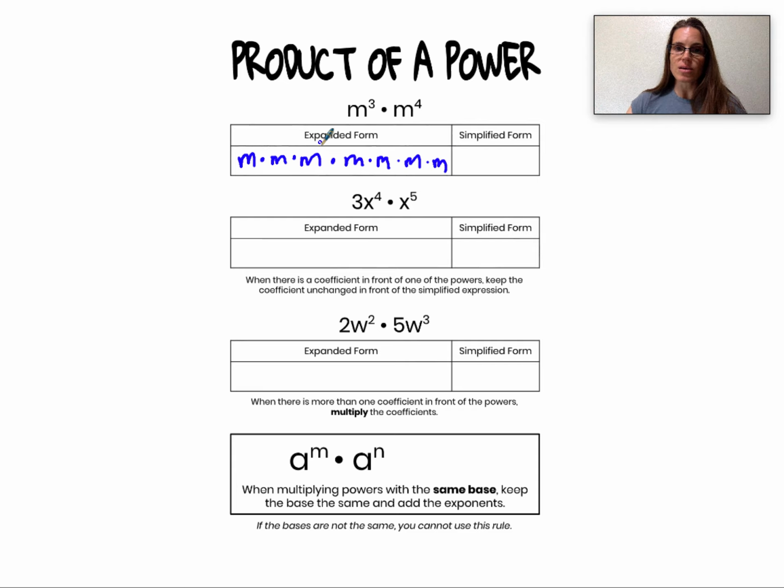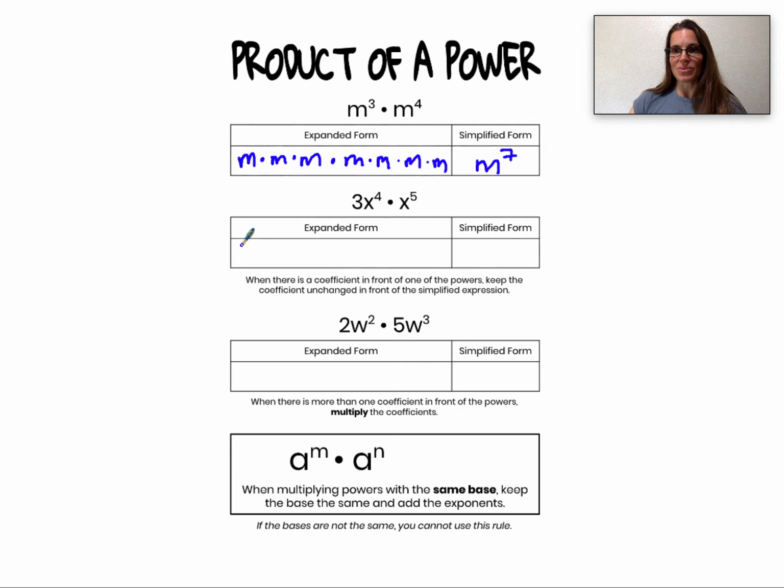If I wanted to, I could put parentheses around those first 3 m's and around the second set of 4 m's, just to show how it aligns with the initial expression, but it's not necessary. Now I can simplify this. M times m times m times m times m times m times m is what power? I have a base of m multiplied by itself 7 times. So the simplified form of this expanded form is m to the 7th power.